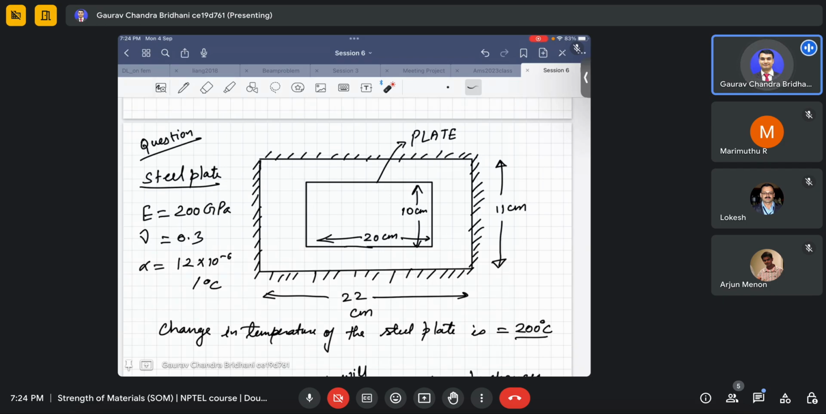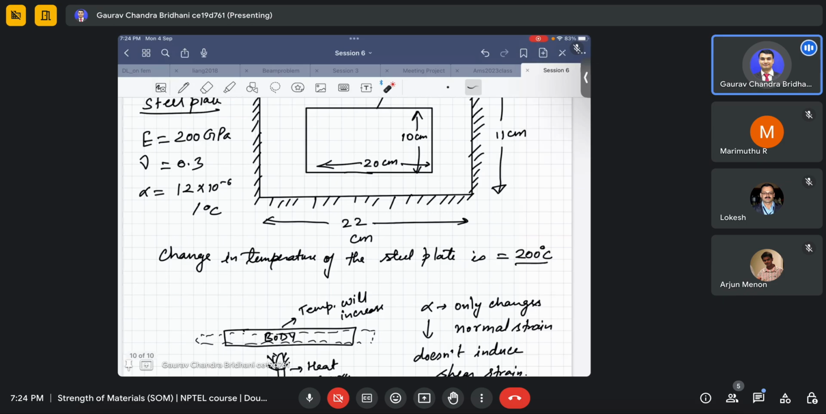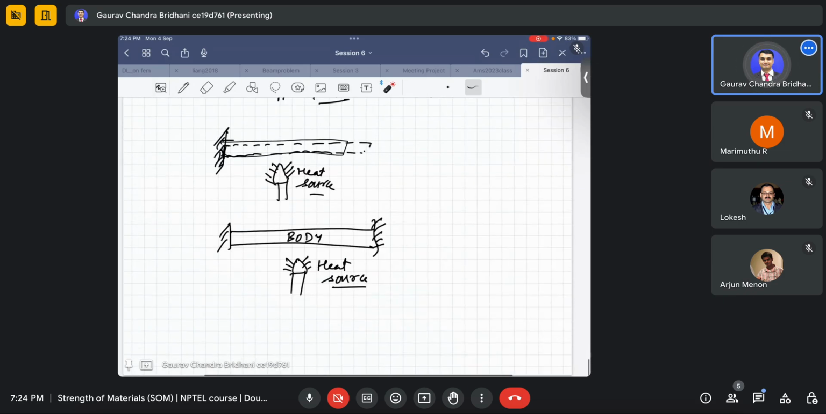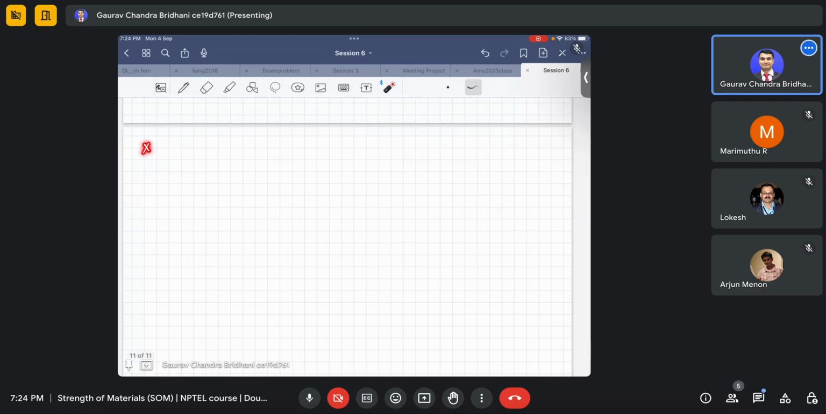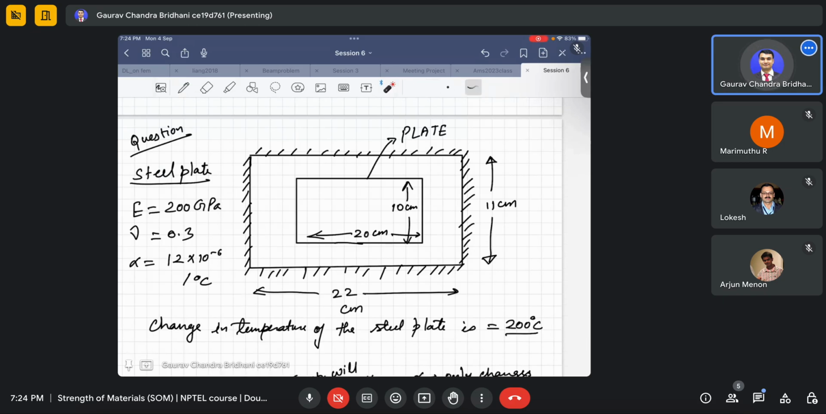So till the time this edge does not touch this, and similarly this edge does not touch this, and for the other edges, it won't cause any stress. Okay, so that's how we'll have to proceed in this problem. Now let's solve it. So as we came to know, till this edge does not touch this, and this edge does not touch this, there will be no stresses induced.